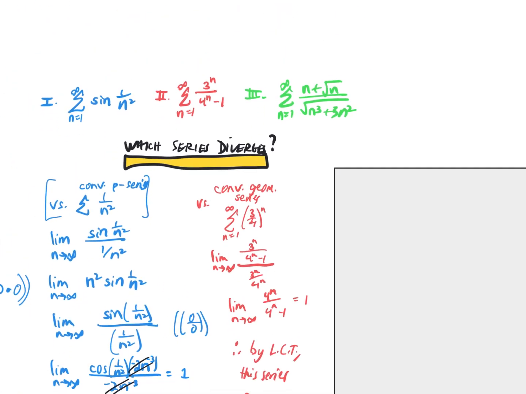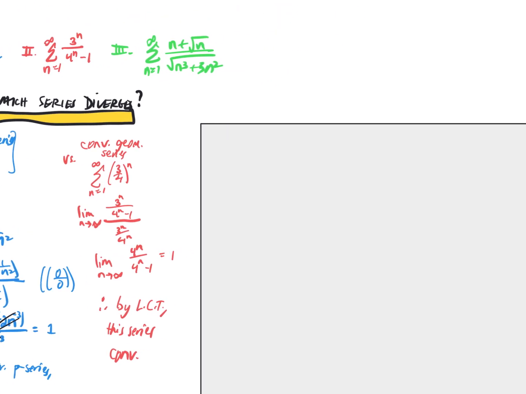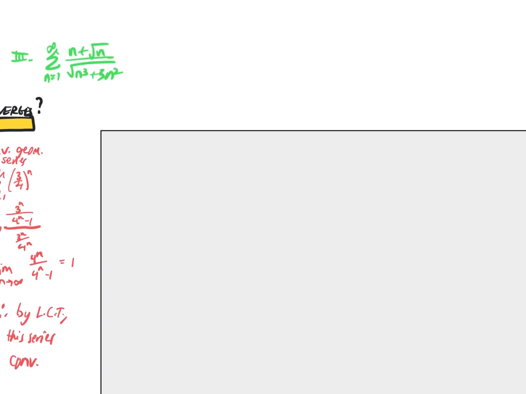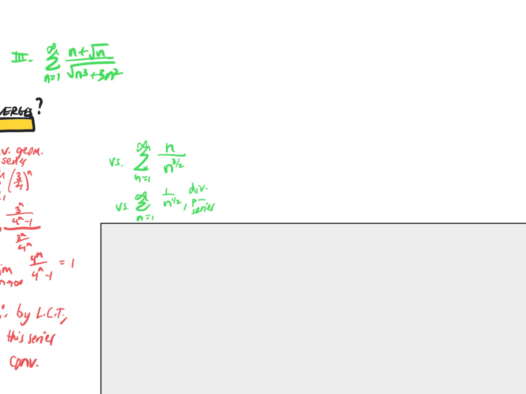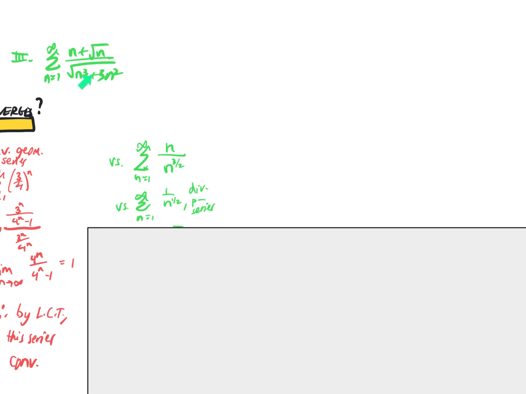That leaves us with the green one. All right, as you look at the green one, if we're going to do a limit comparison test, we want to compare it to the p series that it most closely resembles. So the biggest power of n on top is n to the 1, and the biggest power of n on the bottom is the square root of n to the 3rd, or n to the 3/2.